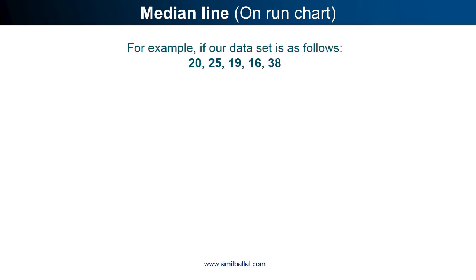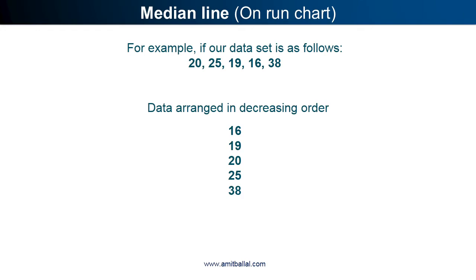For example, if our data set is as follows: 20, 25, 19, 16, 38. We will need to arrange it in an order. Let's arrange this data in ascending order as follows: 16, 19, 20, 25, 38. Based on this order, we now know that the middle value, that is, third value, is 20. So, our median is 20.